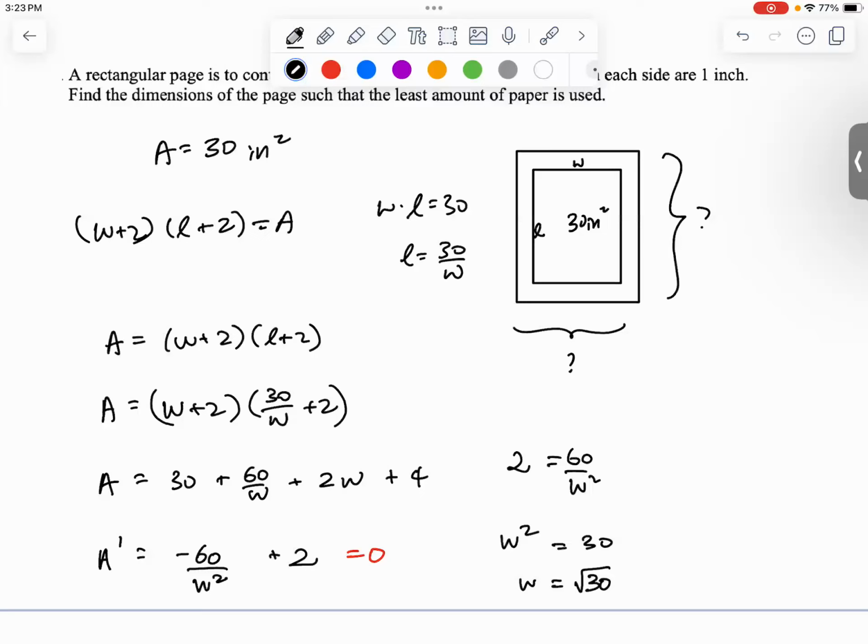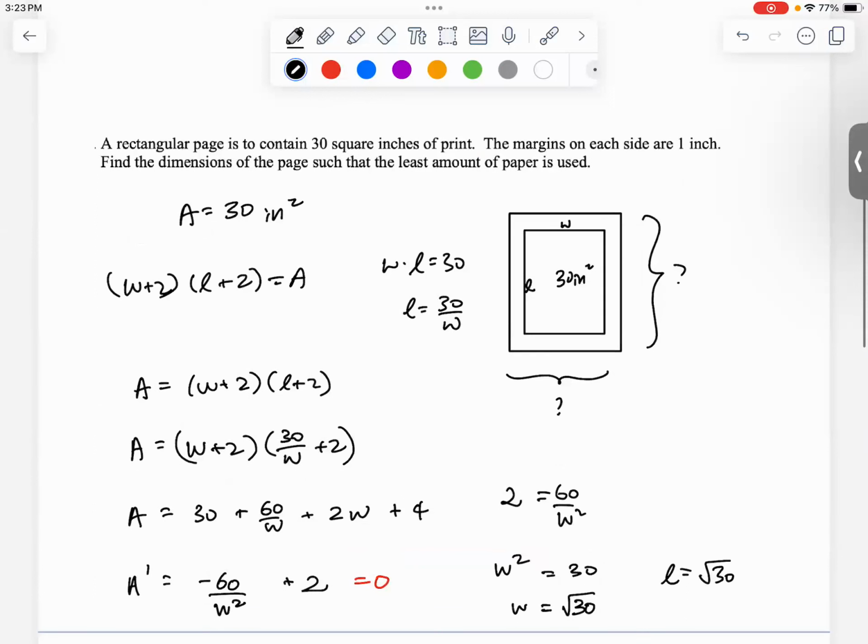So to use the least amount of paper, W times L would be 30. So L would have to be also a square root of 30 as well. Okay. All right. So that's how you optimize something. You always set the derivative equal to 0.